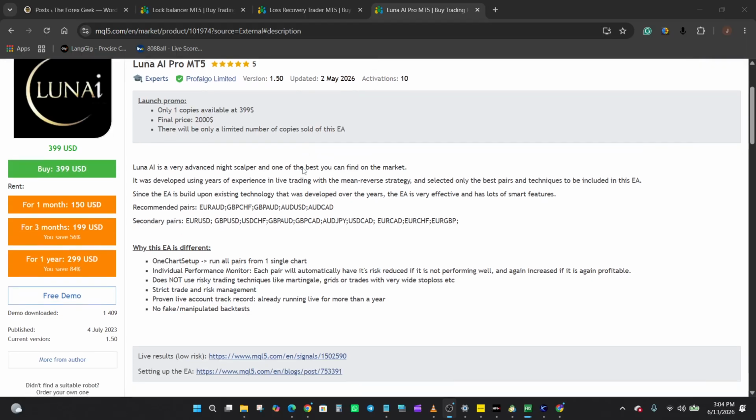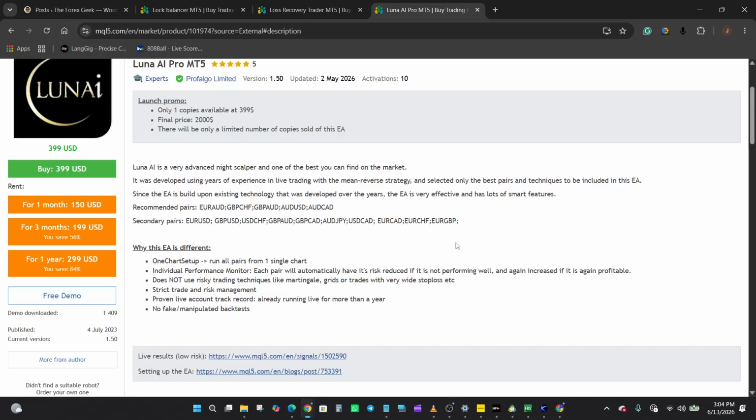According to the product description, Luna AI Pro EA is presented as a night scalper that was developed using years of experience with a mean reversion approach. The developer highlights several recommended currency pairs, including EURAUD, GBPCHF, GBPAUD, AUDUSD, and AUDCAD, along with a list of secondary pairs that can also be used.